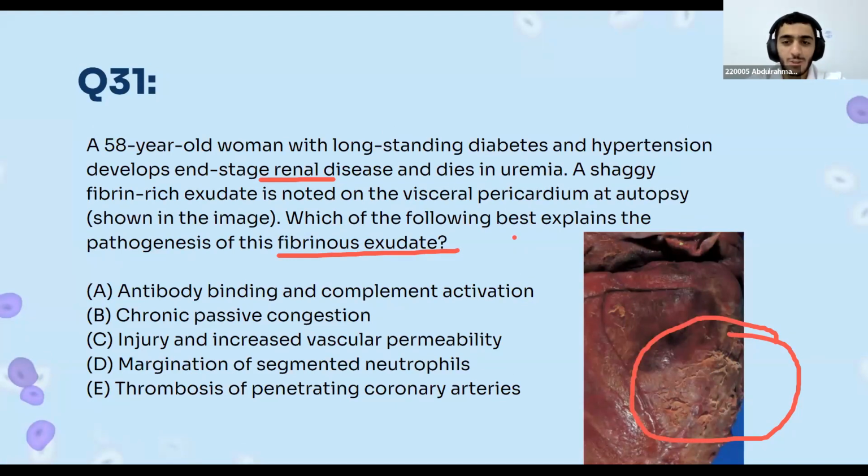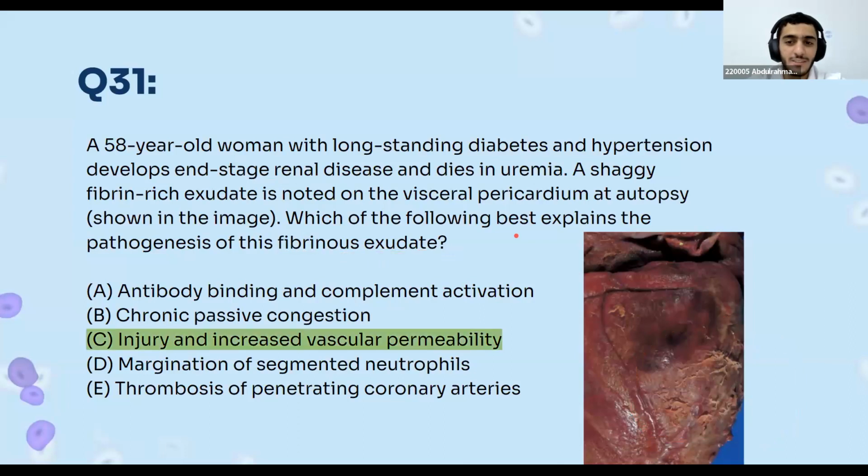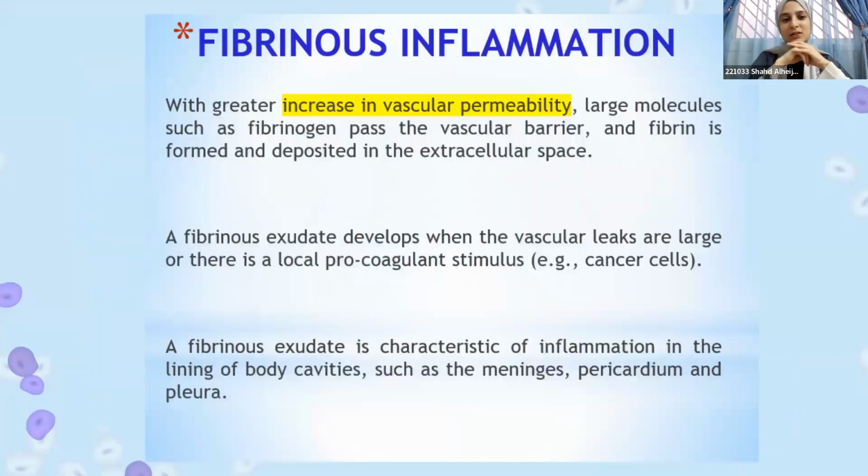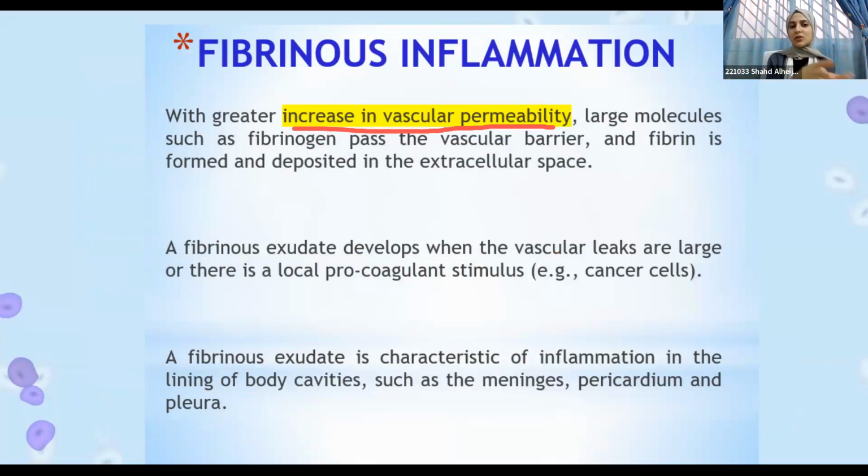All right, let me show the answer then. Whoever answered C, the correct answer is injury and increased vascular permeability. Now, we can move on to the next slide. Yes, so as you can see, it's stated clearly in your slides, we'll get an increase in vascular permeability. Again, as we mentioned previously, with any increase in permeability, substances will now be able to leave into the tissue. One of those substances in this case would be fibrinogen.